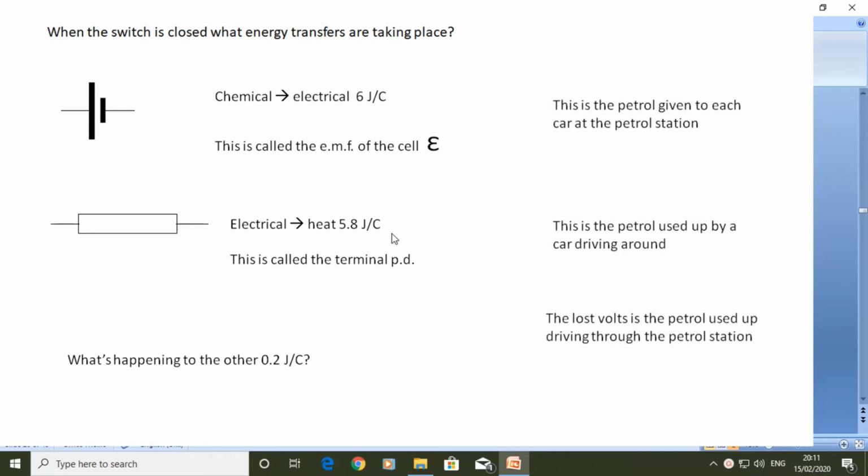Going back to our petrol station analogy, the EMF is the petrol that is given to each car at the petrol station. The terminal PD is the petrol used up by each car as it drives around the circuit, and my lost volts, my 0.2 volts, is the petrol used up driving through the petrol station, and that's actually the energy transferred due to the resistance of the cell.